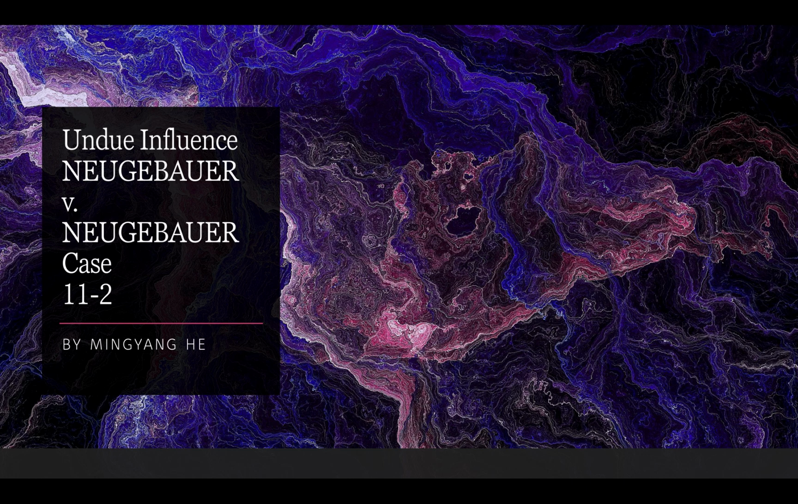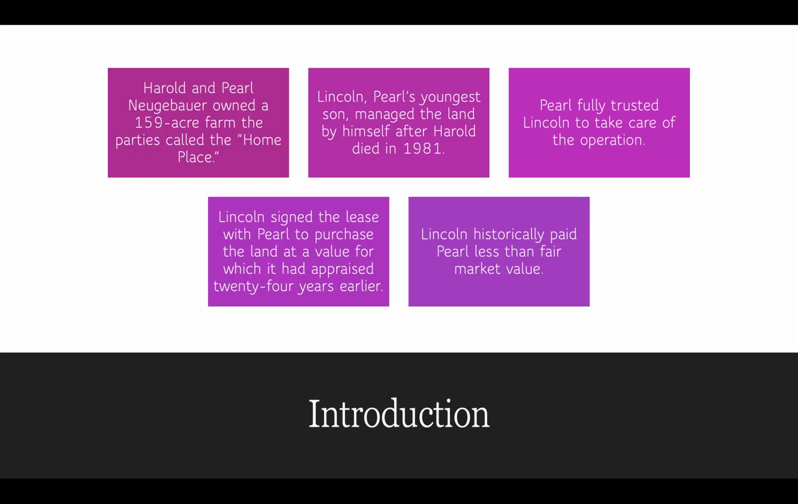Today I'm gonna discuss the case competition in 11.2, which is the undue influence. So let's get started. Let's talk about the basic introduction of the case competition 11.2. Harold and Pearl own a 159-acre farm. The parties called it the home place, in South Dakota.